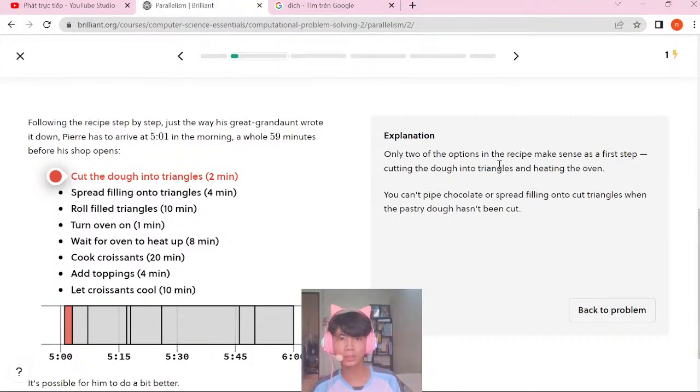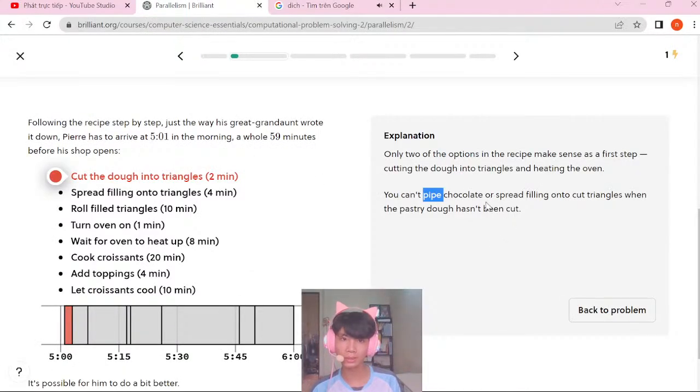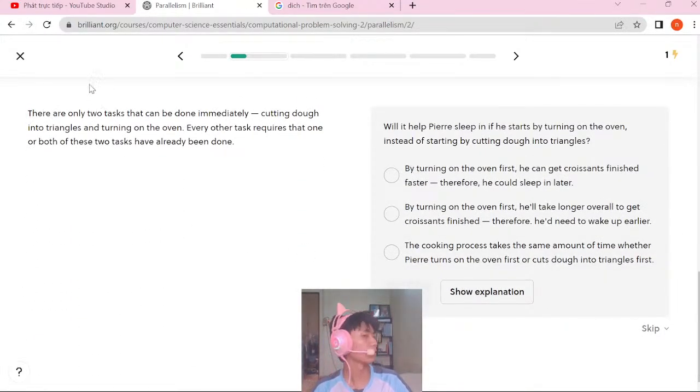Only two of the options in the recipe make sense as a first step: cutting the dough into triangles and heating the oven. You can't pipe chocolate or spread filling onto cut triangles when the pastry dough hasn't been cut. There are only two tasks that can be done immediately: cutting dough into triangles and turning on the oven. Every other task requires that one or both of these two tasks have already been done.